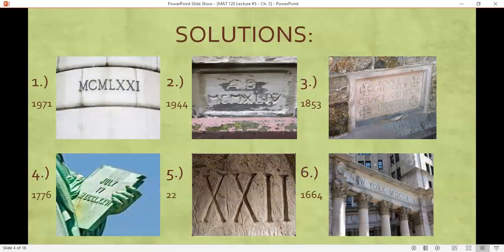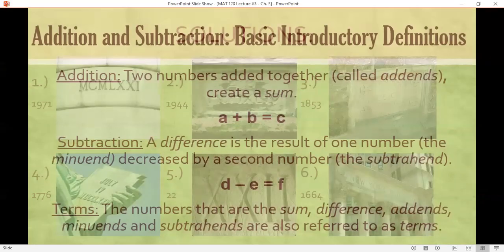I had asked you, before you came to class or somewhere along the line, to make it through these exercises. If you would like to see an explanation for these exercises, please look at our previous video. They're all explained in detail, but you should be fluent enough in Roman numerals to be able to look at these examples and come back with the Hindu-Arabic numbers, which are the numbers from our number system, like 1971 and so on.